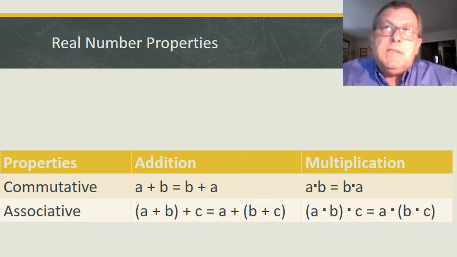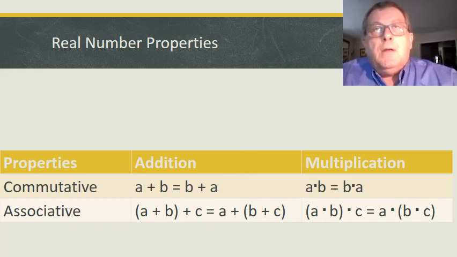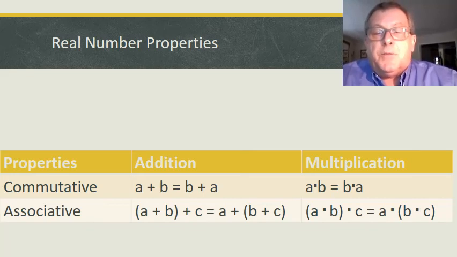So let's put some actual numbers in there. 2 plus 3 is equal to 3 plus 2. That's an example of the commutative property. 2 plus 3 is 5, as well as 3 plus 2 is 5. It doesn't matter which order we put them in, it's going to equal the same real number.